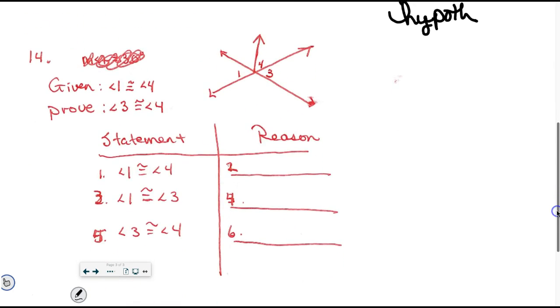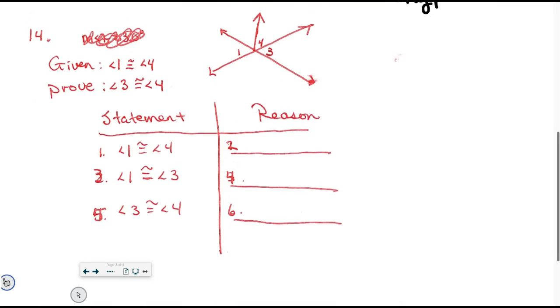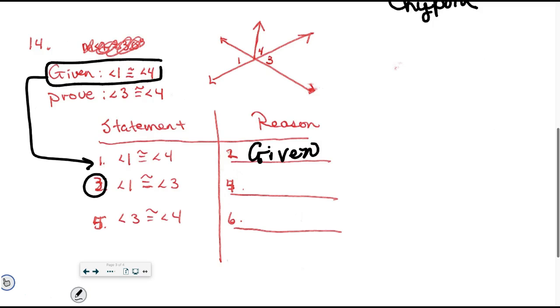Last up, I think this is the last one. Again, it's just a little brief review. So for this last one here, we are going to take a look at this proof. Remember, the very first statement, its reason is always because they gave it to me. You can't get that wrong. The next statement they didn't give to me. This is all that was given, which means it must come from the picture.